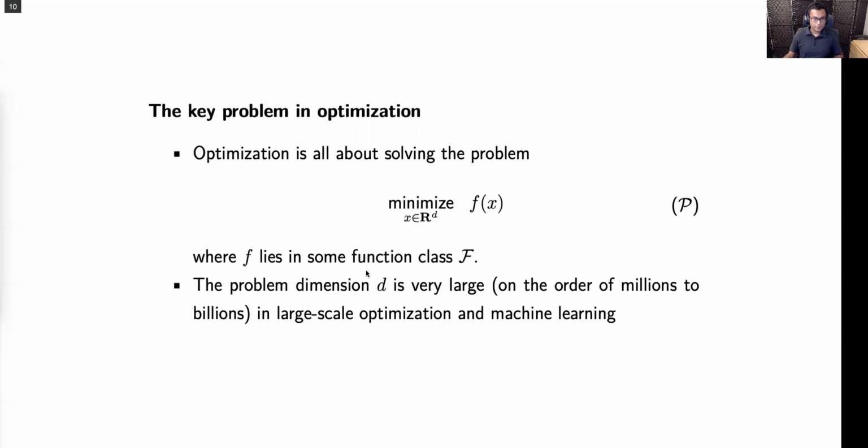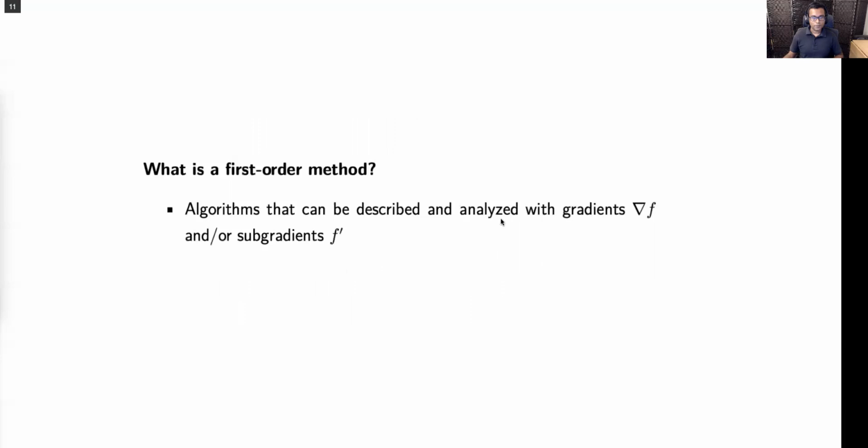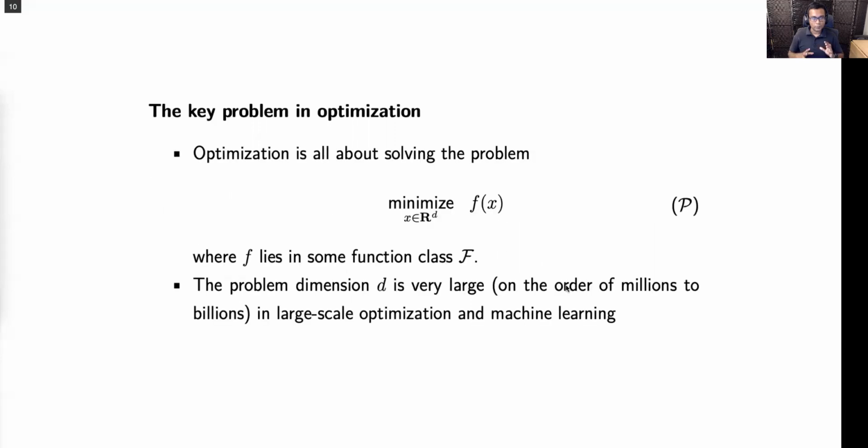Now, in practice, the problem dimension d can be very large, on the order of millions or even billions in large-scale optimization and machine learning. So the question is, what would be the fastest first-order method to solve this type of optimization problem? And we are interested in having dimension-independent guarantees on their convergence rate too.